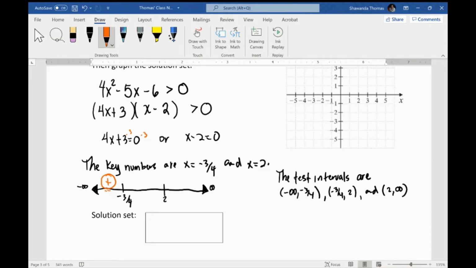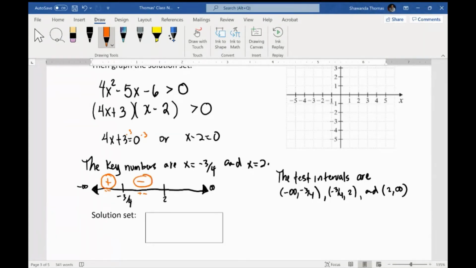What's the easiest number we can come up with? 0. Yeah, let's try 0. Plug a 0 into the first parenthesis. Would it be negative or positive? Positive. Plug it into the second parenthesis. Would it be negative or positive? Negative. So what is positive times negative? That's a negative.